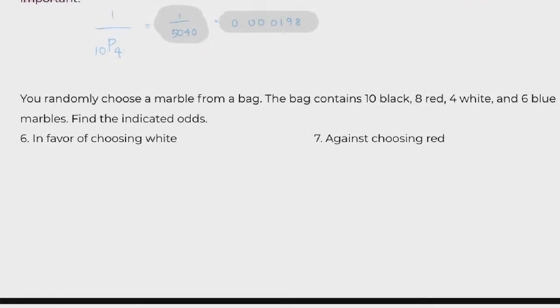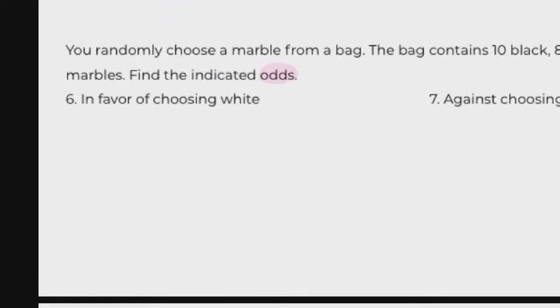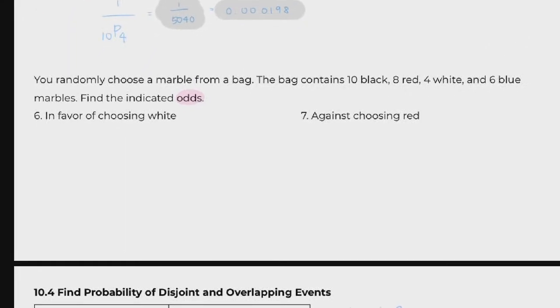Okay, next, you randomly choose a marble from a bag. The bag contains 10 black, 8 red, 4 white, and 6 blue marbles. Find the indicated odds. So this problem we're looking for odds, so that means we're going to use these two equations here. The first one says in favor of choosing white. So that means the number of white is going to go on top, so there are 4 marbles that are white, and the denominator is going to be not white, and there are 24 that are not white. So it's going to be 1 to 6. So you have a 1 in 6 chance of choosing white.